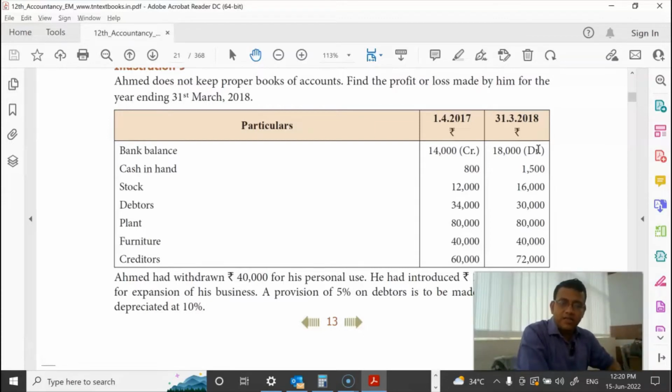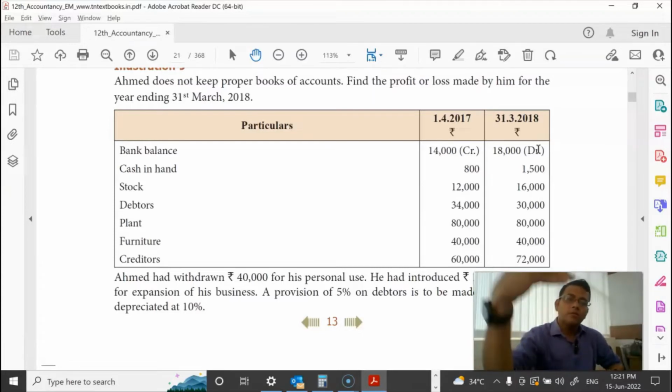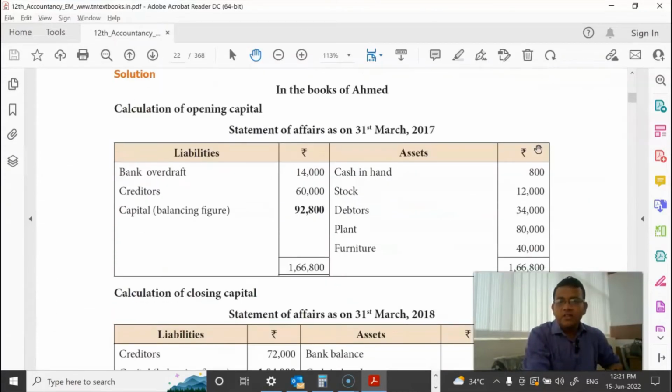I will repeat this once again if you have not understood. See, the bank balance should always be a debit balance because bank is an asset, right? When they have mentioned that the bank balance is a credit, that means it is a loan which is availed. That is why it is a negative balance or it is a credit balance. So it is an overdraft facility which they have opted, and that is the balance which is mentioned on the opening side, which is 14,000 credit. Now with this we will do the statement of affairs for 31st March 2017 as well as for 31st March 2018. We are simply going to bring in the figures which are mentioned over there.